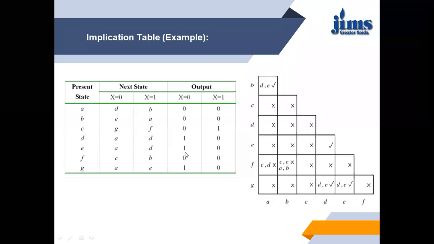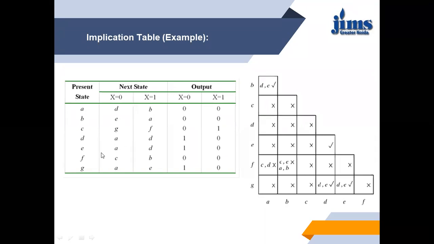Again A comma E, output is different, cross. A comma F, so when we match A comma F, output is same, and the next state is B. Here is C. Sorry, here is D and here is C. So we write it if C implies D, and we write here in this table for x equals to 1, the value is B. Sorry, okay, fine. So we write it like C comma D. If C equals to D, then it may be same.